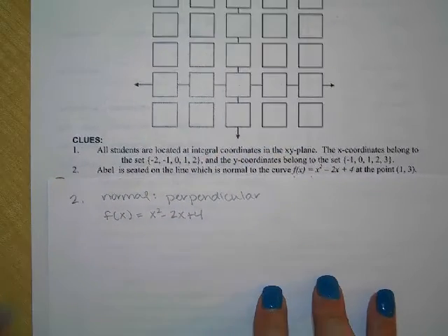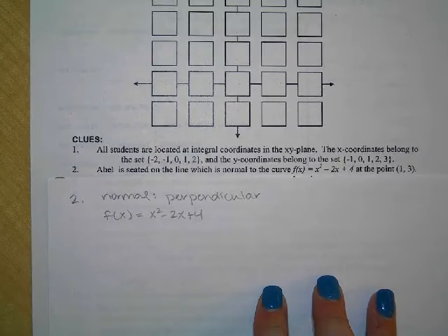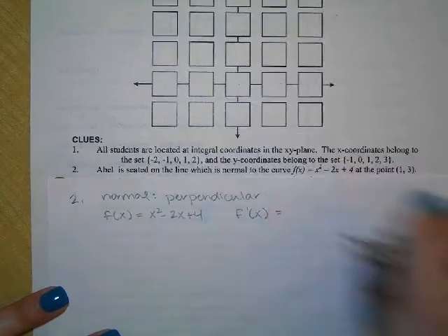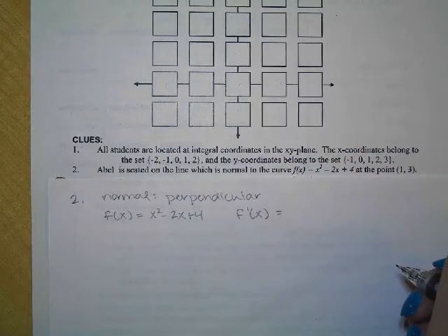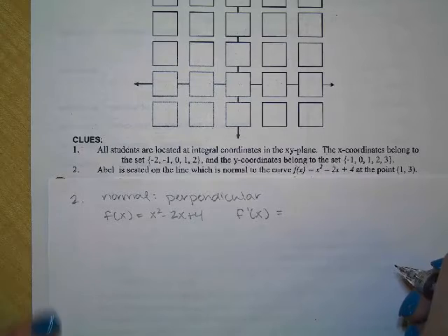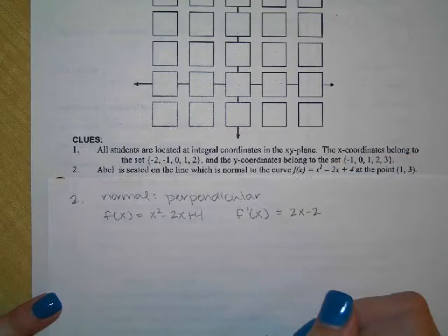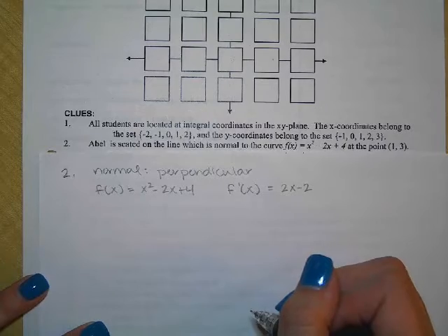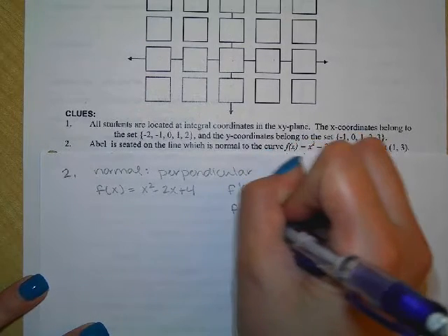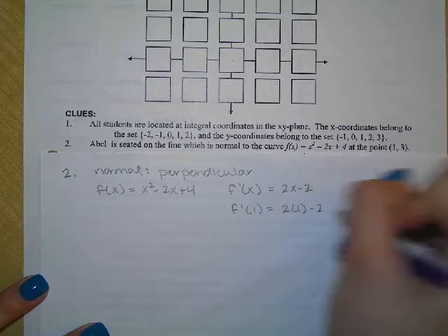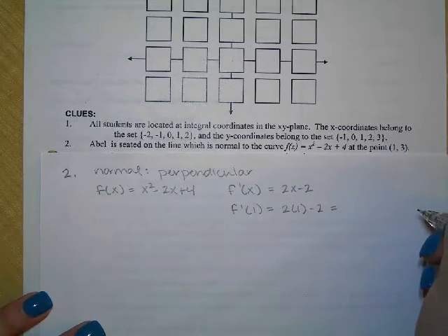And if I want to find the line that is normal to that, then what should I do next? Yeah, find the derivative of f(x). So what's the derivative of f(x)? 2x - 2. Okay, 2x - 2. And then what should I do? Plug in 1. So if I want to find the slope at 1, I'm going to take the derivative, plug in 1, and what do I get?